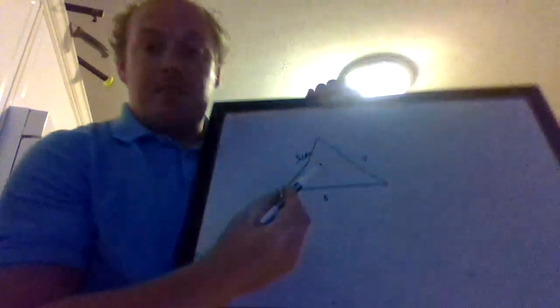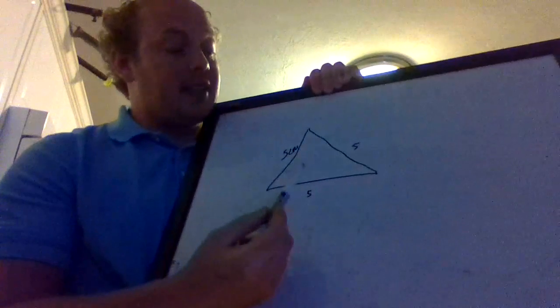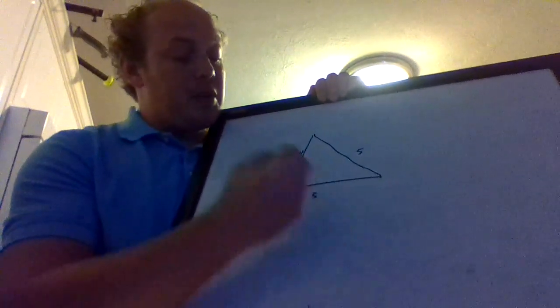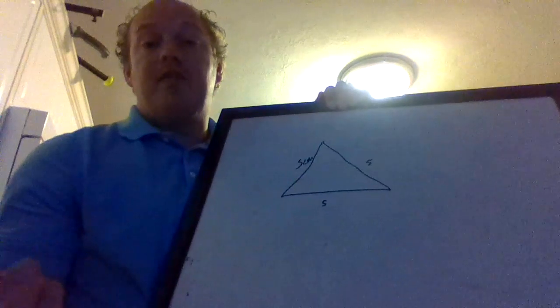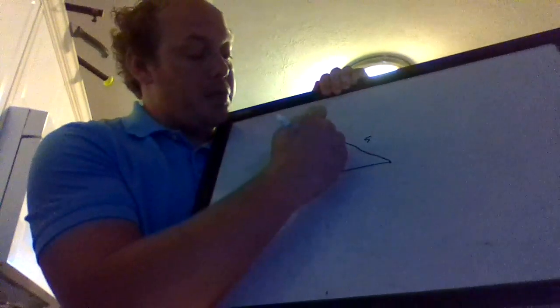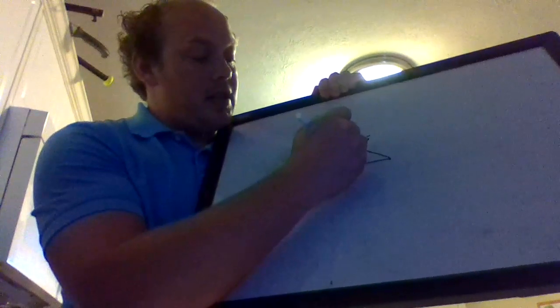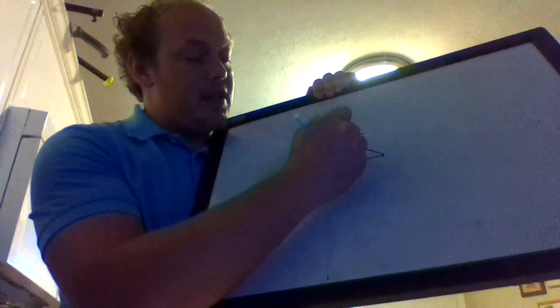So the way that we're going to find the perimeter of this triangle is by adding all 3 sides. 5 plus 5 is 10, and 10 plus 5 is 15. So the perimeter of this triangle is 15 centimeters.